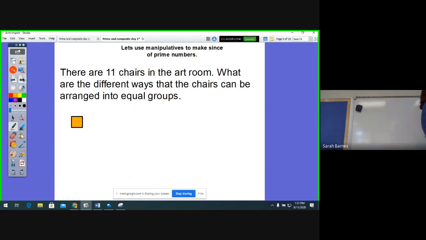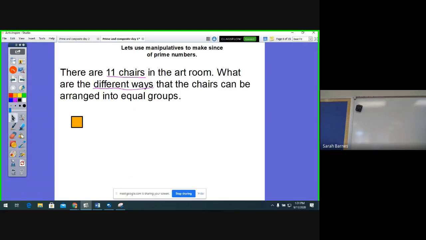Let's use manipulatives to work this problem. There are 11 chairs in the art room. What are different ways that the chairs can be arranged into equal groups? Okay, so first I read the question. Now I'm going to go back and underline the important parts: 11 chairs and different ways. Different ways means you need at least 2 ways. You have to show me at least 2 ways to do this.